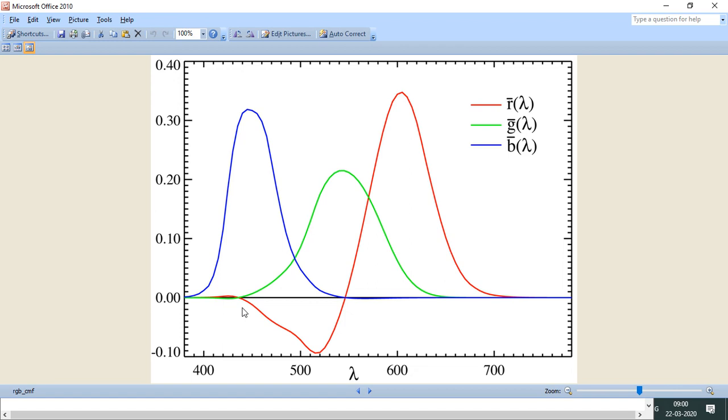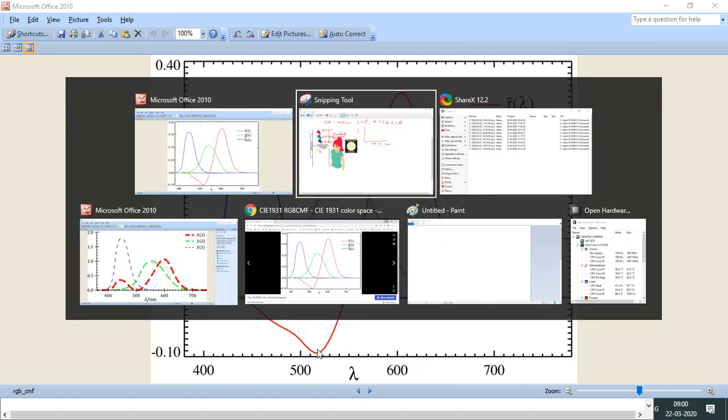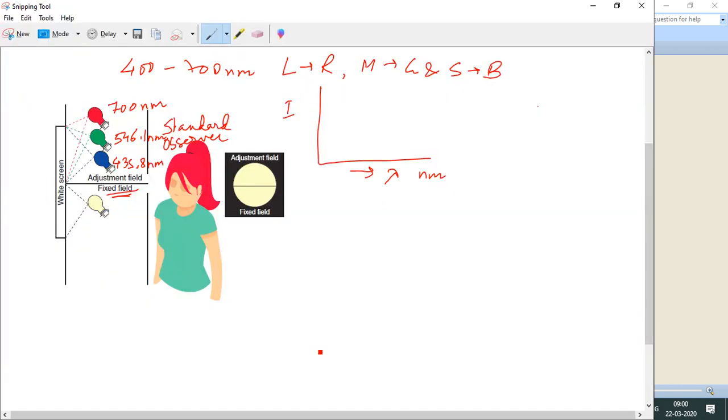But interestingly enough, you see that the red has got this negative lobe, right? So when we are talking about adding colors in this experiment, as you can see very clearly, we are talking about mixing and adding additive colors in order to match some other color, right? Now in that scenario, where does this red light come from?